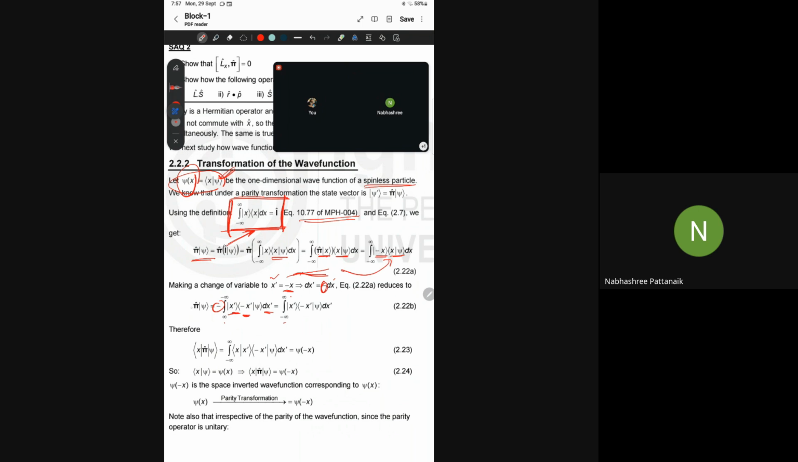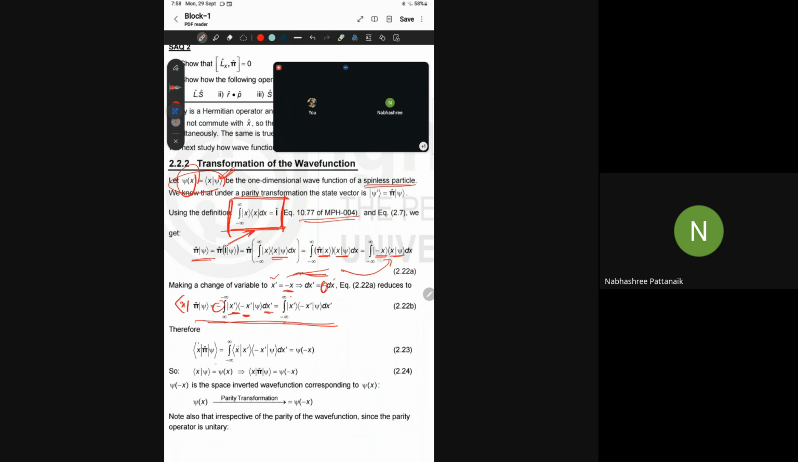Up to this it is clear, right? Now what I will do is multiply the bra <x| onto the left. So multiplying the bra <x| onto the left, <x|Pi|psi> will be equal to this expression. This is fine, isn't it?